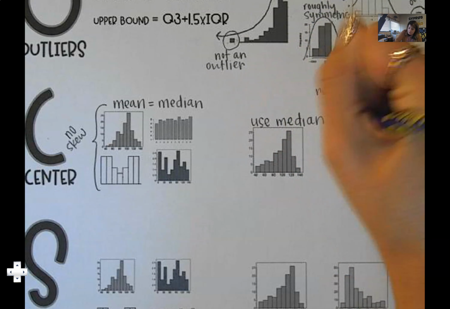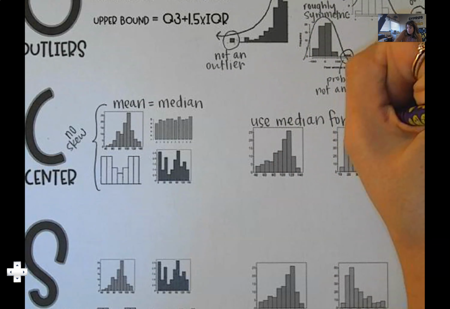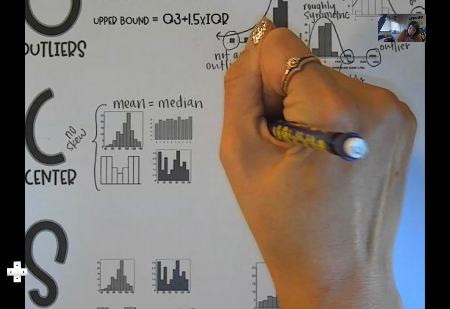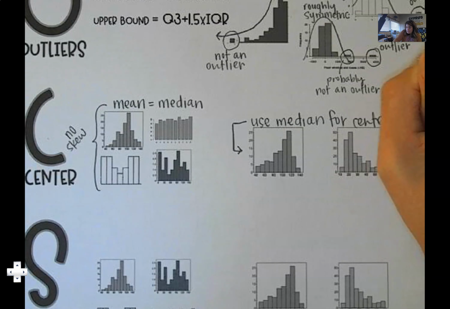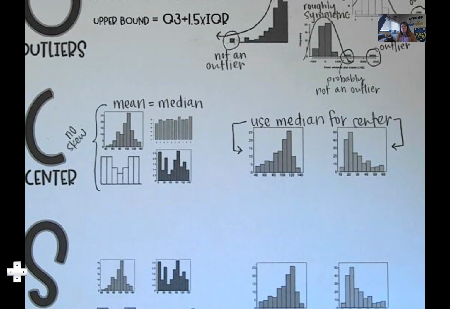Use median for center. Now, let's not forget, center is important because it tells us about a typical observation in our data set. You don't want to use mean when you have a skewed data set because your mean is going to be affected by the skew. So I'm going to go through an example of why this is.